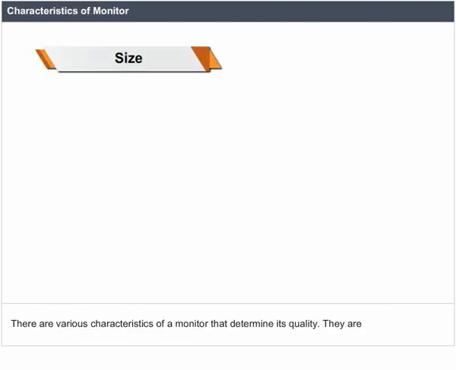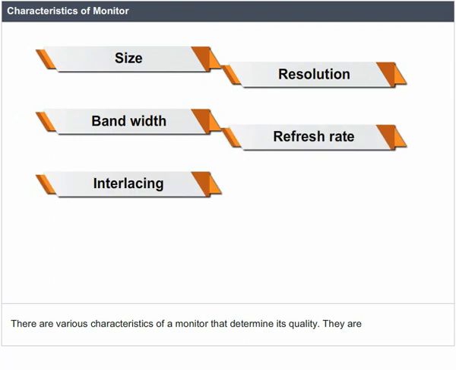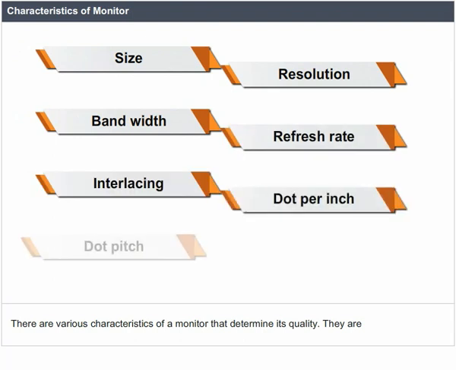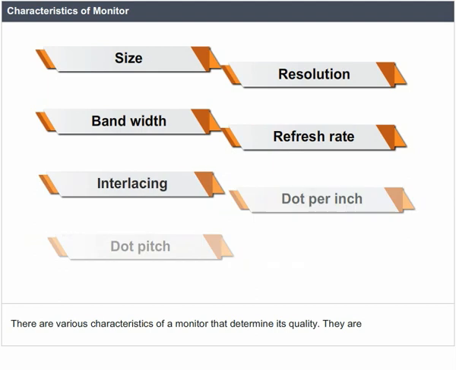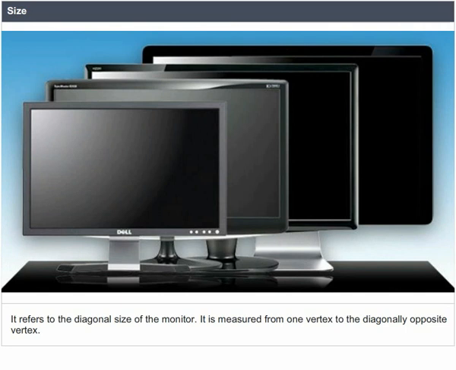Characteristics of monitor. There are various characteristics of monitor that determine its quality. They are size, resolution, bandwidth, refresh rate, interlacing, dots per inch, dot pitch, convergence. Characteristic description. Size. It refers to the diagonal size of the monitor. It is measured from one vertex to the diagonally opposite vertex.